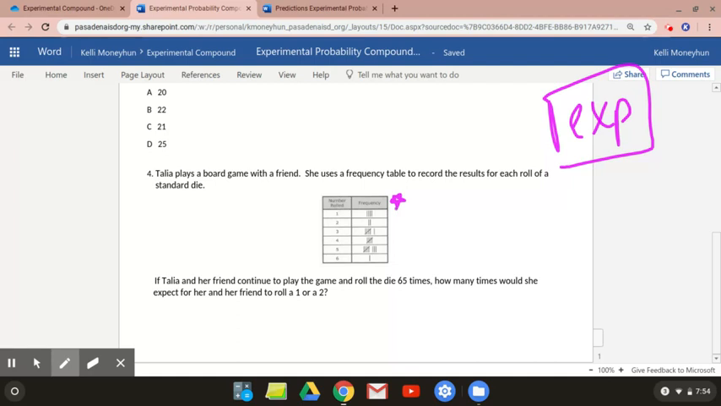Okay, if Talia and her friend continue to play the game and roll the die 65 times, how many times would she expect for her and her friend to roll a 1 or a 2? Okay, so I know that I'm going to set up a proportion because it said expect, and that's a prediction. I'm going to set up a word ratio to keep us organized. And on top, it says 1 or a 2, so I'm going to put 1 and 2.